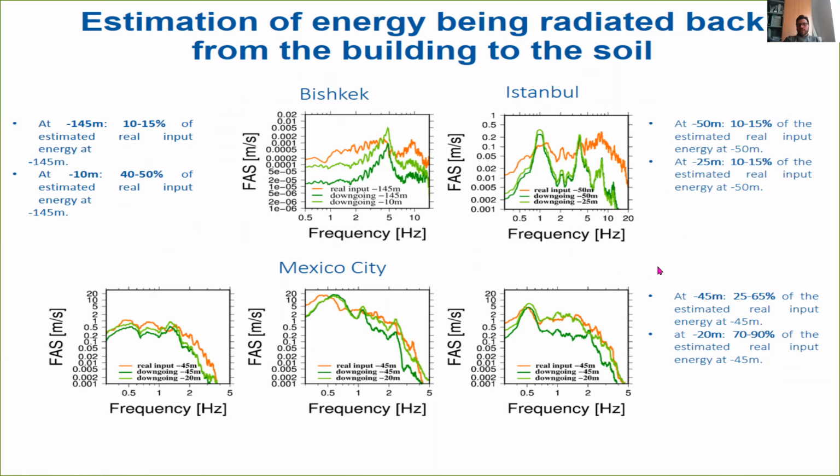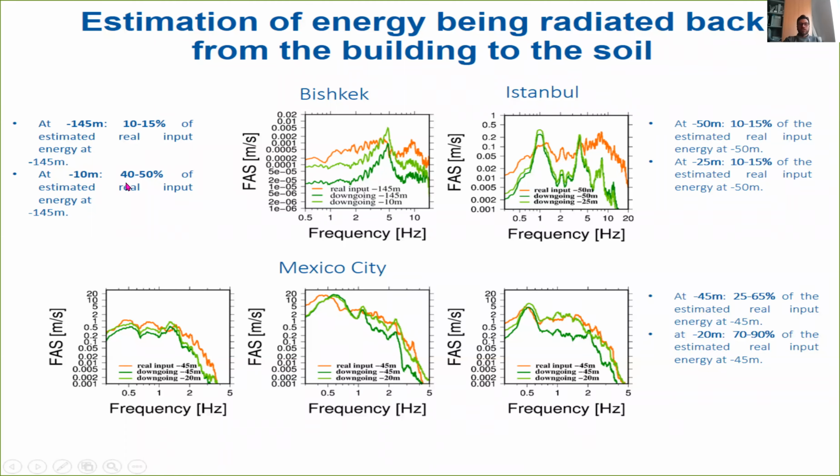So for all the cases, we could estimate, from the real input, the spectra for the downgoing wave due to the buildings at different depths. And we observe that the amount of energy that is released back in the ground can be significantly different with respect to the input, depending on the situation, especially depending on the impedance contrast between the building and the soil.